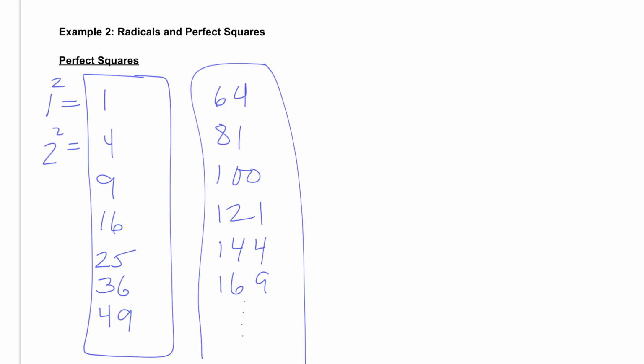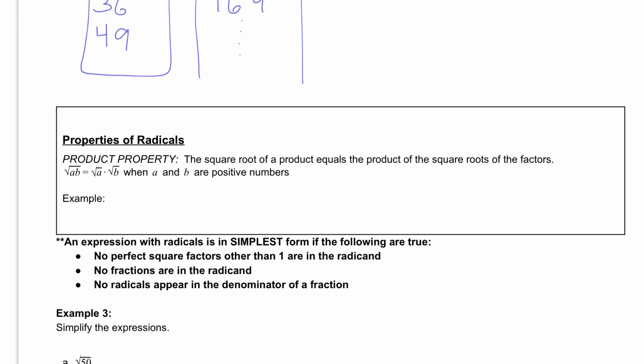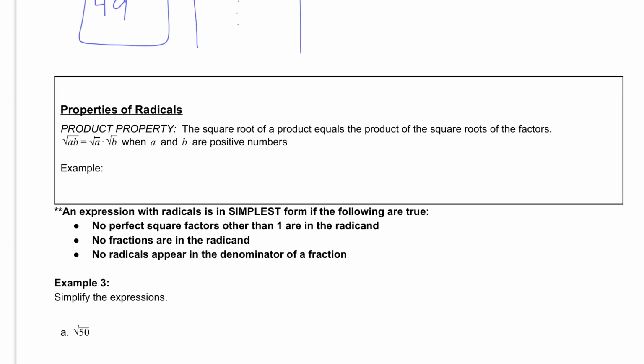Now, as we scroll down and take a look at our properties of radicals, the product property says that the square root of a product equals the product of the square roots of the factors. And remember, product means multiplication. So if I have the square root of a times b, I can split that up into two separate radicals, the square root of a times the square root of b, when a and b are positive numbers.